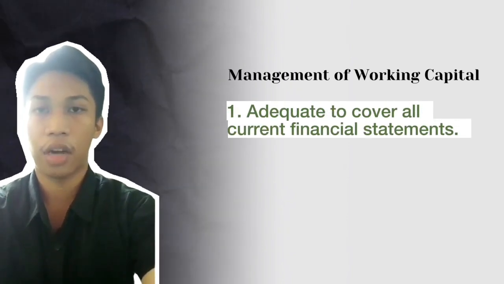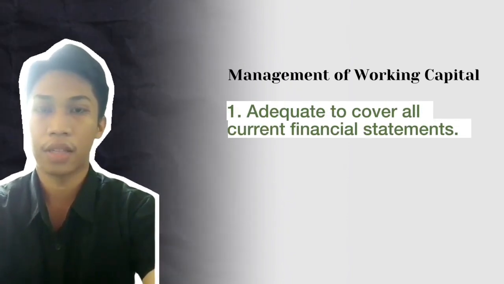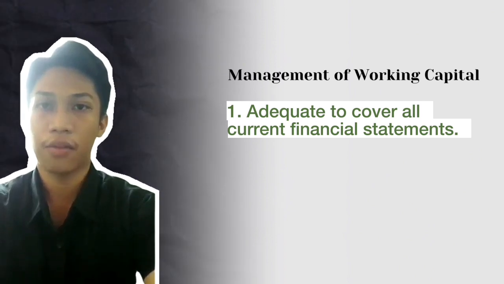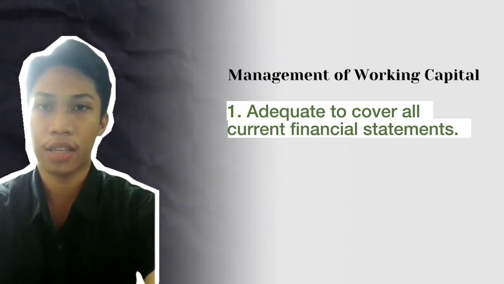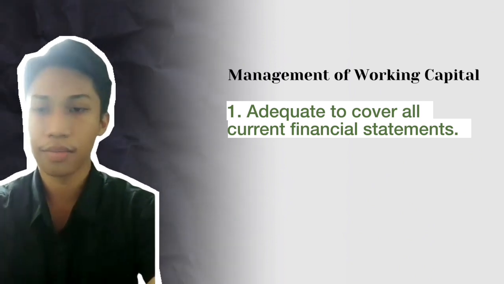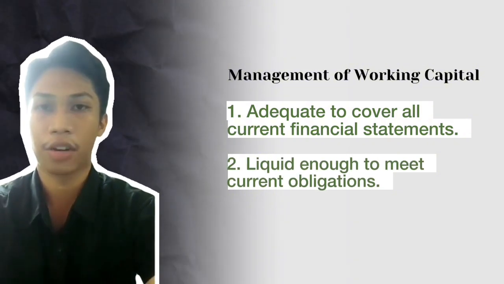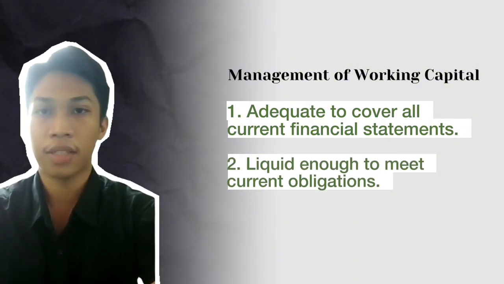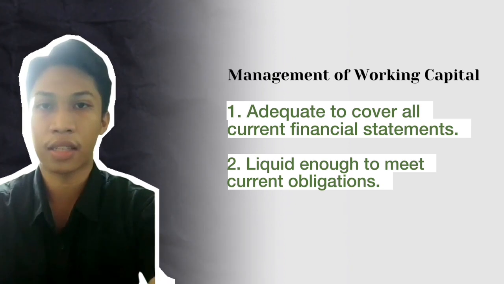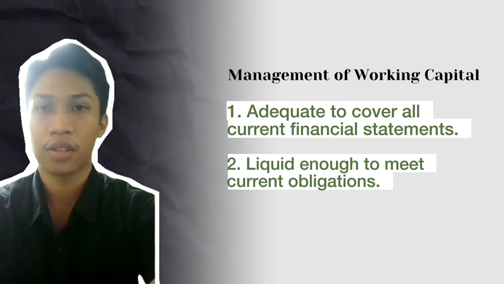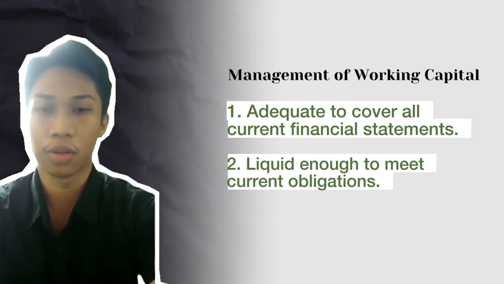Management of working capital. First is adequate to cover all current financial obligations. It means that a company should have enough working capital to cover its day-to-day operation. Second is liquid enough to meet current obligations. It means that a company should have other assets that are easily converted into cash to pay its bills when they come due.